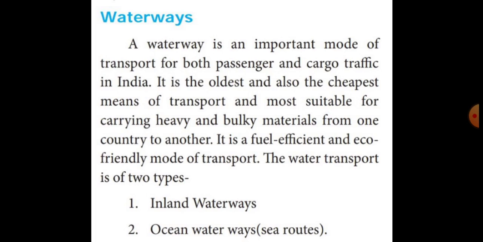Next we learned about the two types of water transport. What are the two types of water transport? Do you remember, students? Excellent. Inland waterways and ocean waterways. First, we learned about the first type, inland waterways. What are the main sources of inland waterways? Rivers, canals, lakes and backwaters. For the development and maintenance of these waterways, the Inland Waterways Authority was set up.